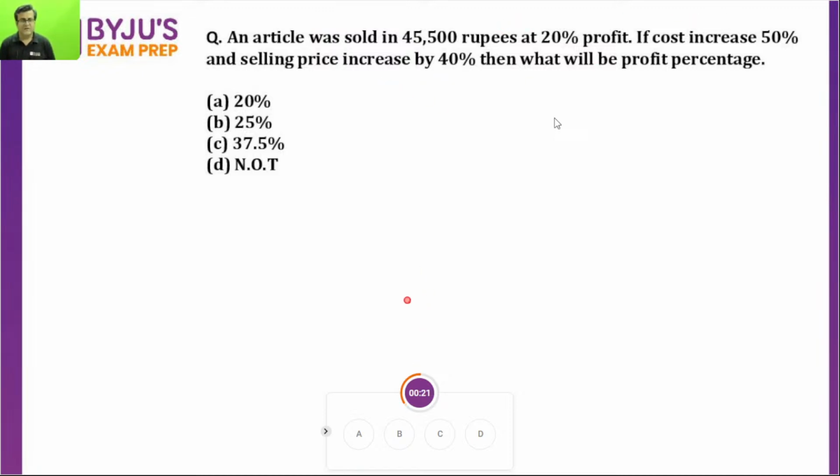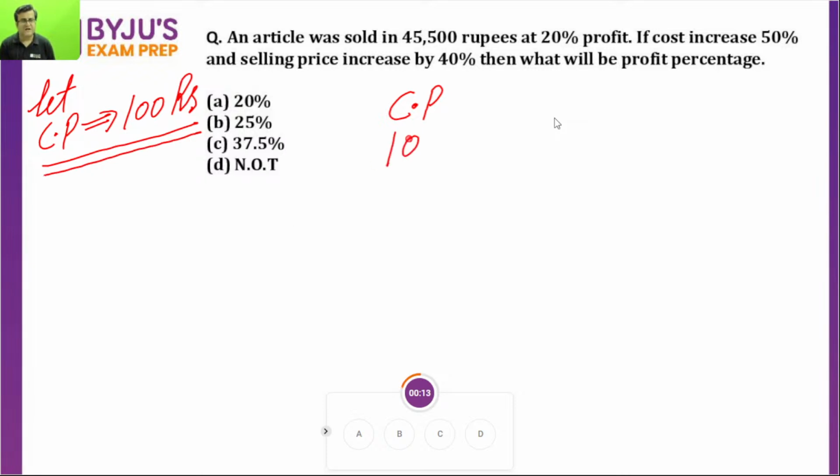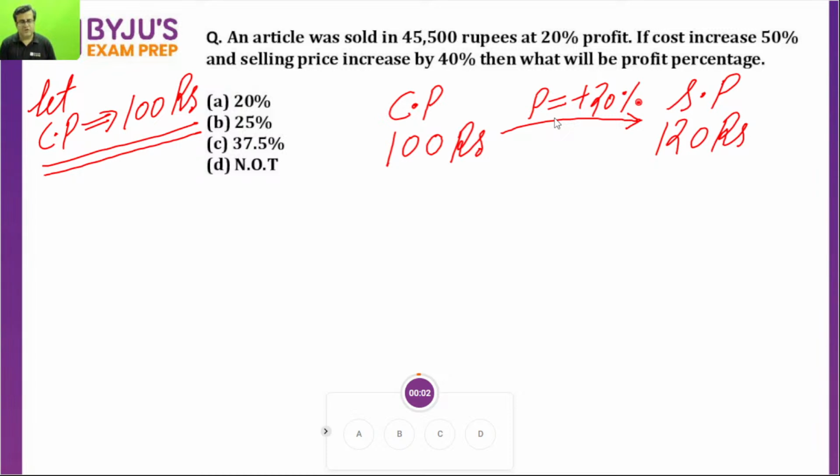So first of all, let's take the cost of the article. Let the cost price be 100 rupees. If cost price is 100 rupees, the article is sold at 20% profit, so profit will be 20, so the article is sold at 120.